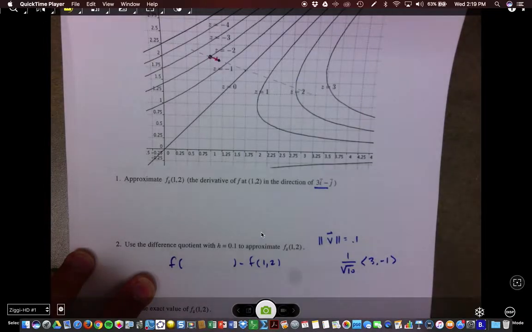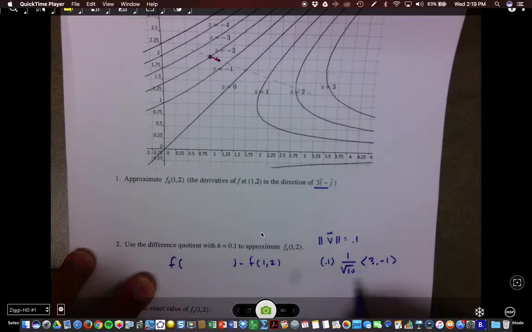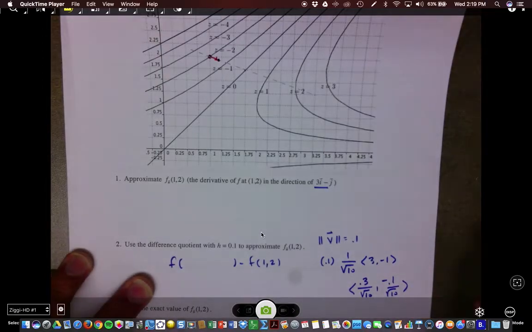Now it's a unit vector, but I want it to have a magnitude of 0.1. So I'm just going to take this vector and multiply it by 0.1. And so we're going to get a vector whose components are 0.1 over the square root of 10 times 3, or 0.3 over root 10. And the vertical component is going to be 0.1 over the square root of 10 times negative 1, which gives negative 0.1 over the square root of 10.